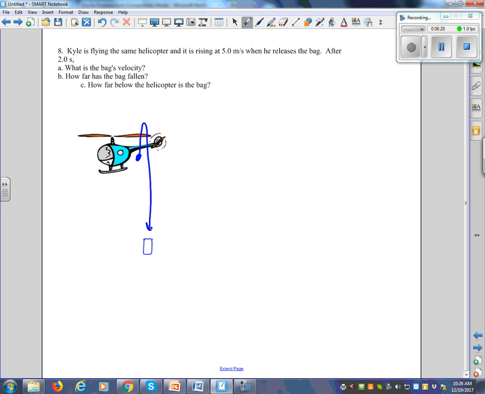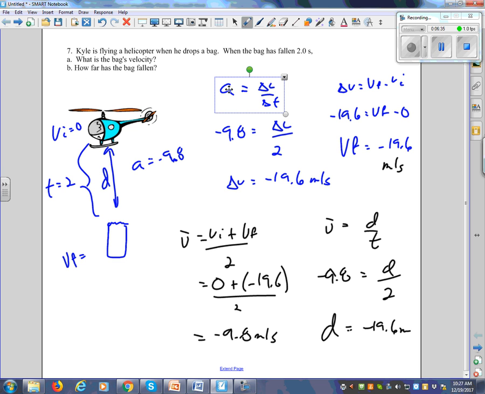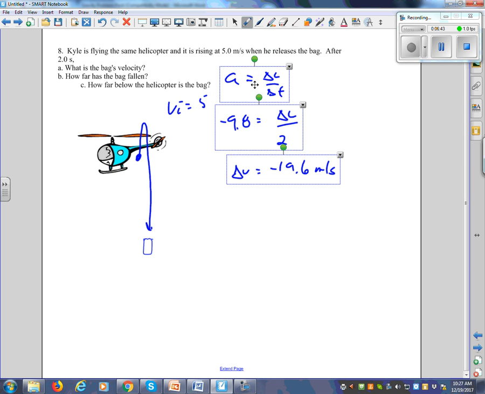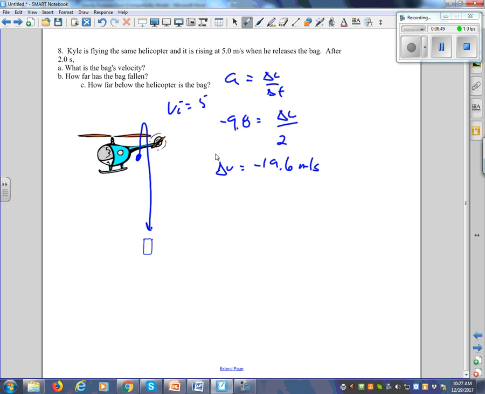Okay, so my point here is that the VI is not 0 anymore, it's 5. The steps are going to be exactly the same. So the first thing I'm going to do is all this. Is the delta V going to be exactly the same? And the answer is yes, because what has changed in there? Nothing has changed. Gravity has remained the same. Delta V has remained the same.